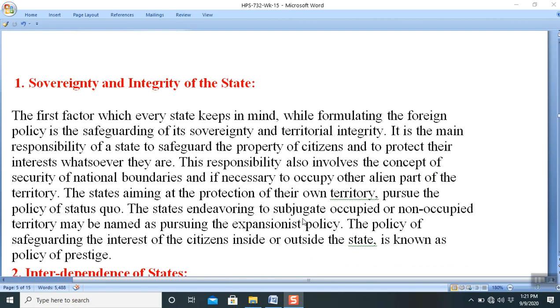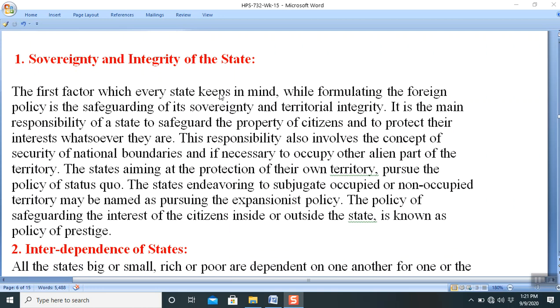The first objective of foreign policy is the integrity of the state, that a state must be integral, free of any foreign dominance. It means that a state develops relations for its integrity.